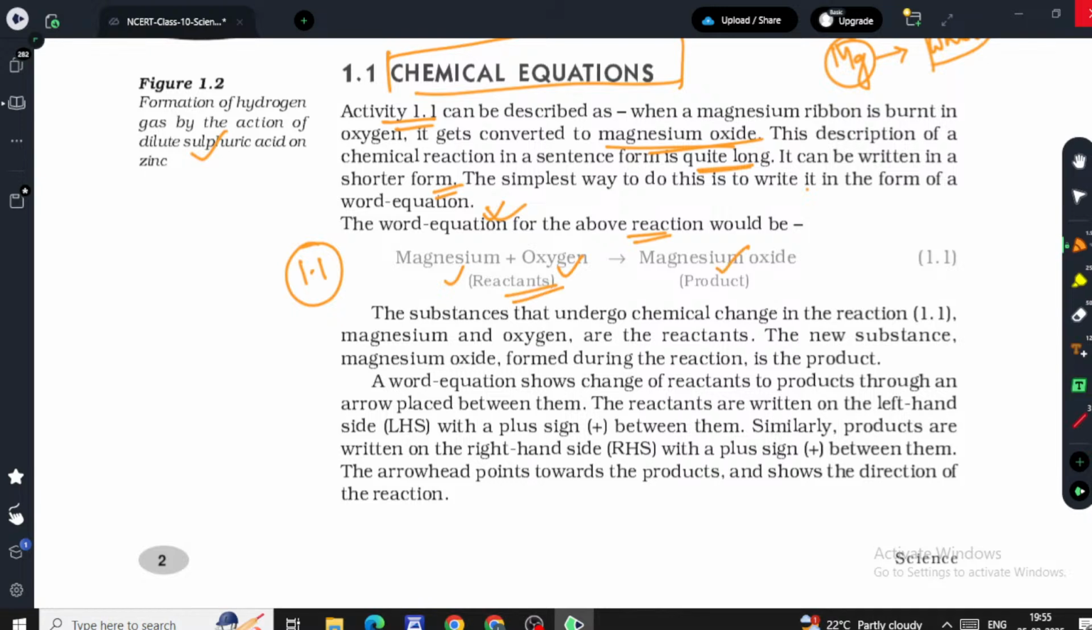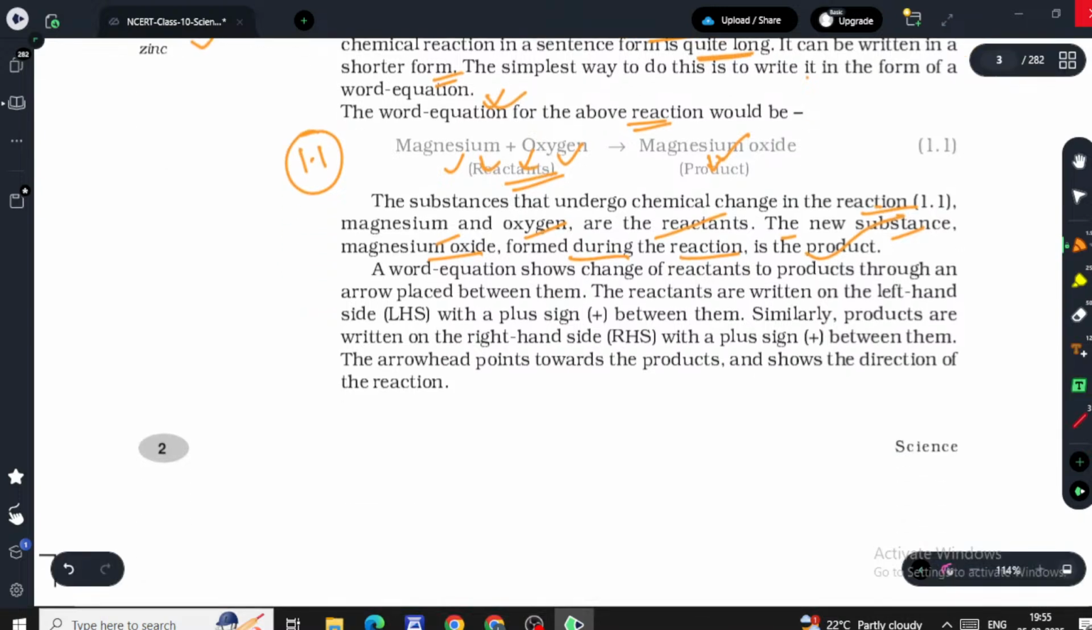These are called the reactants and this is called the product. The substances that undergo chemical change in reaction 1.1, magnesium and oxygen, are the reactants. The new substance magnesium oxide formed during the reaction is the product. Okay, this is the basic thing.